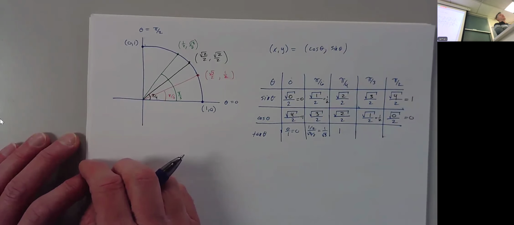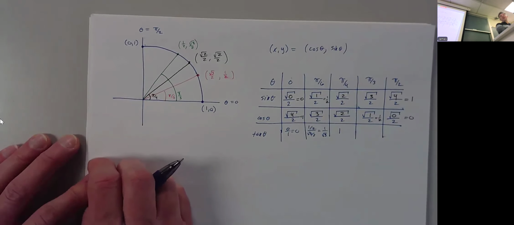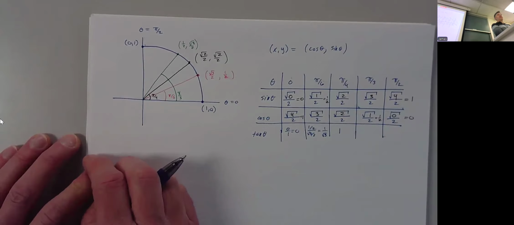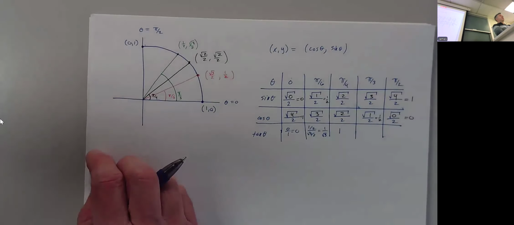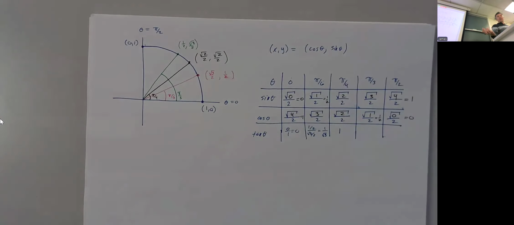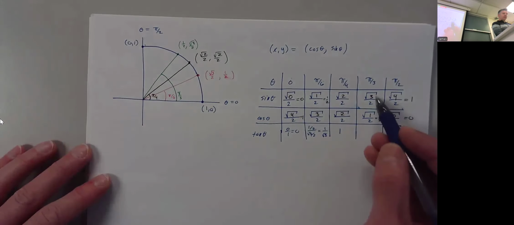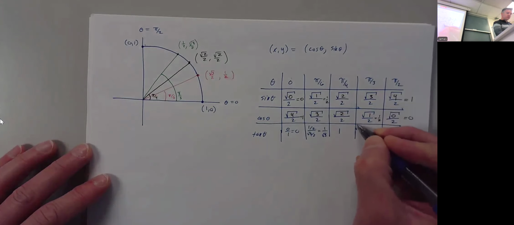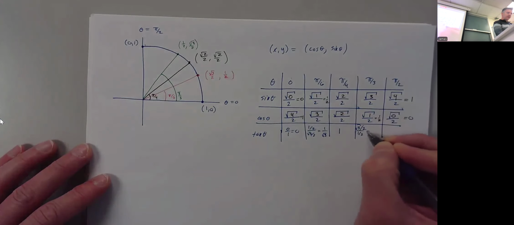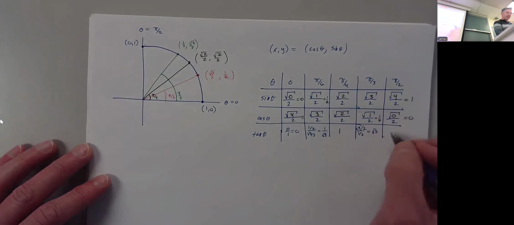In fact, a lot of this class is going to be dealing with what happens when you get 0 divided by 0. So that's why I want to point out that 0 divided by 0 could potentially end up being 1, but most of the time it could be anything. And then over here, root 3 over 2 over 1/2 simplifies to root 3. And finally, 1 divided by 0 is a problem. It's undefined.